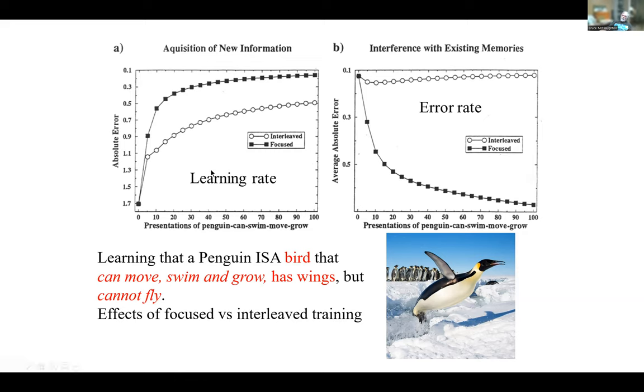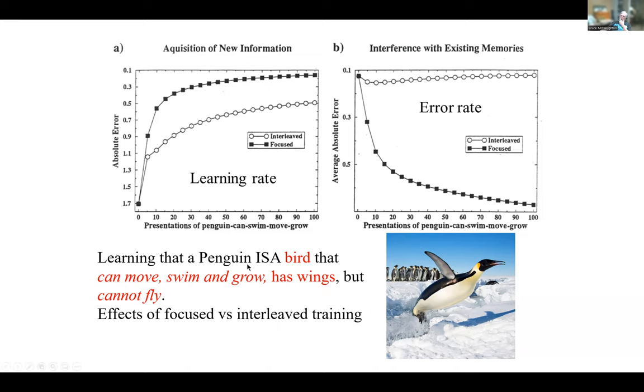However, if you do what we call interleaved learning, and that is you give trials on a penguin, but then you also refresh the trials on all the other things the network learned, then of course it learns the penguin more slowly, but it has much less interference. So this problem came to be known. There was a famous paper by McCloskey and Cohen who first showed it, that came to be called catastrophic forgetting or catastrophic interference, and is a major problem in deep learning networks, and a lot of smart people are working on it.